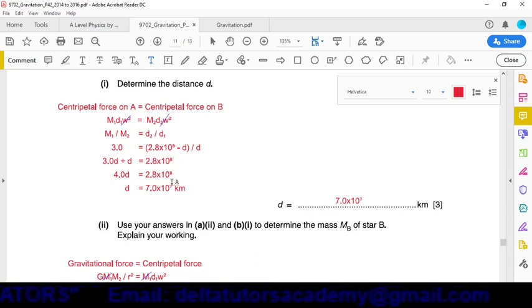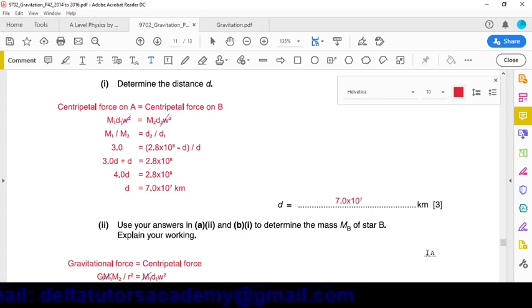When we calculate this one, we will get the answer in meters. Then whatever the answer we get, we have to divide this by 10 power 3 and then we will get the answer in kilometers. So our answer is 7 into 10 power 7 kilometers.